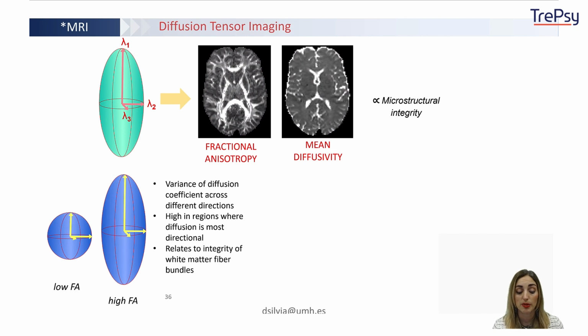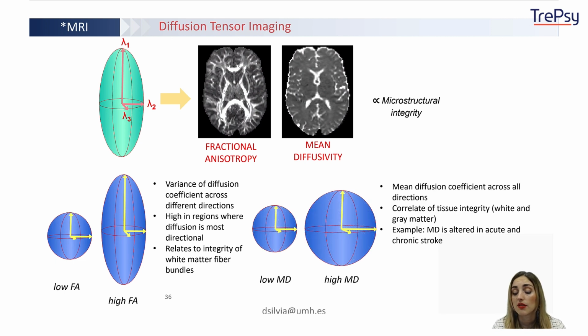Mathematically, the fractional anisotropy is the variance of the diffusion across different directions. What is important is that it's high in regions where the diffusion is most directional, and for this reason it relates to the integrity of white matter fiber bundles. This is an example of how the tensor describing the diffusion could look in areas of high fractional anisotropy and low fractional anisotropy.